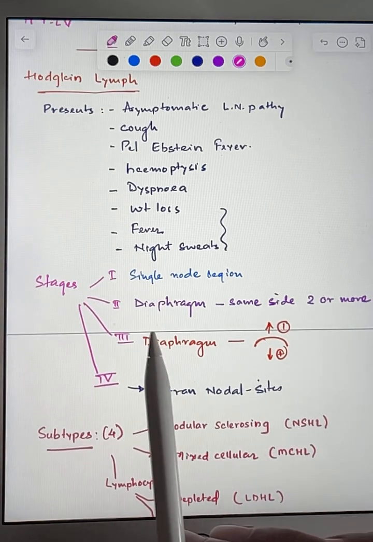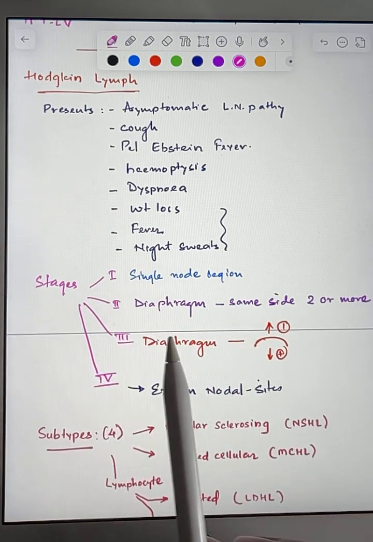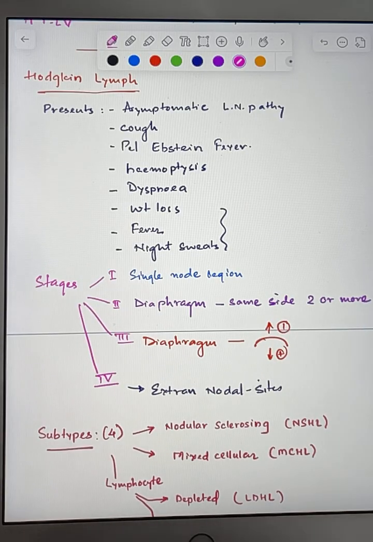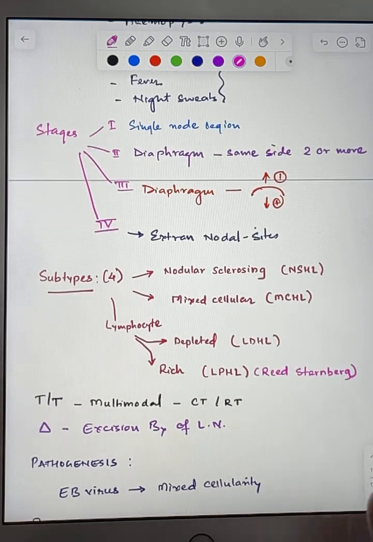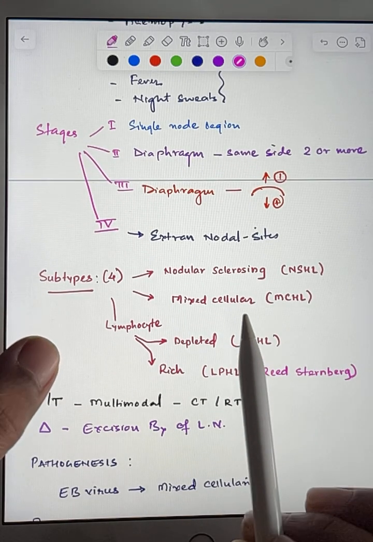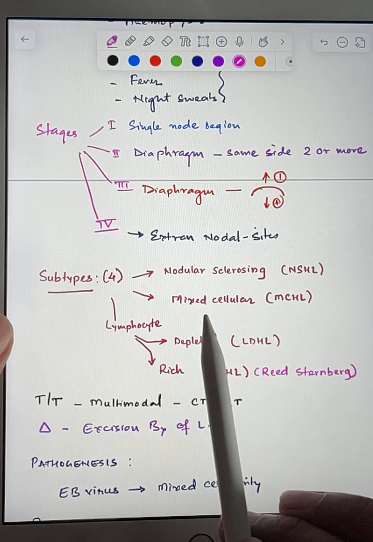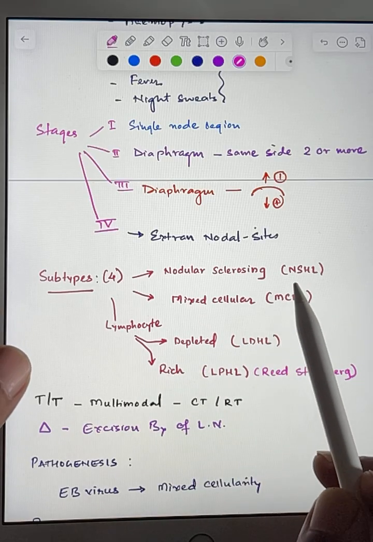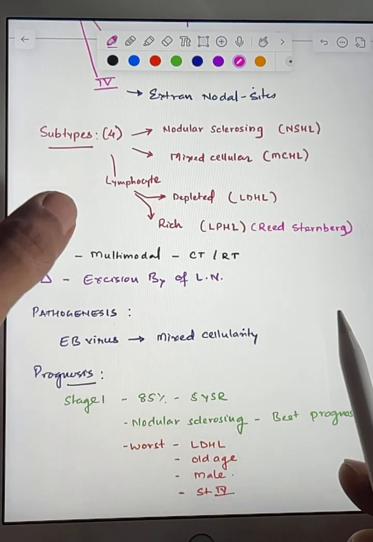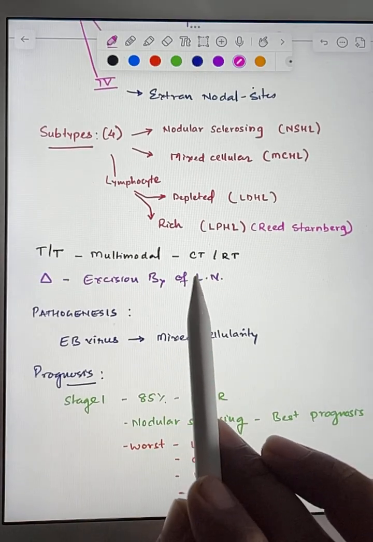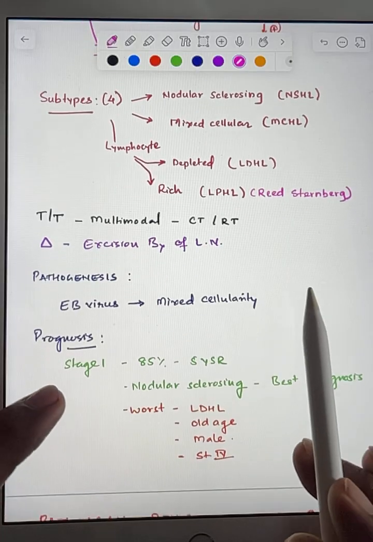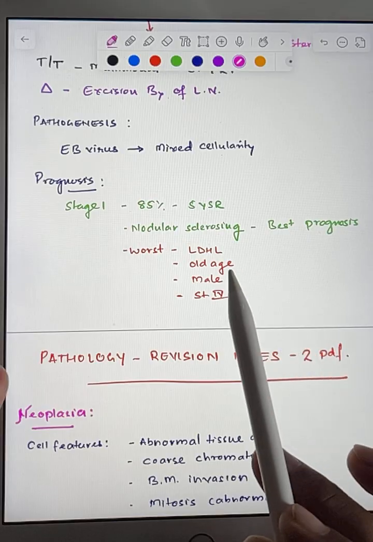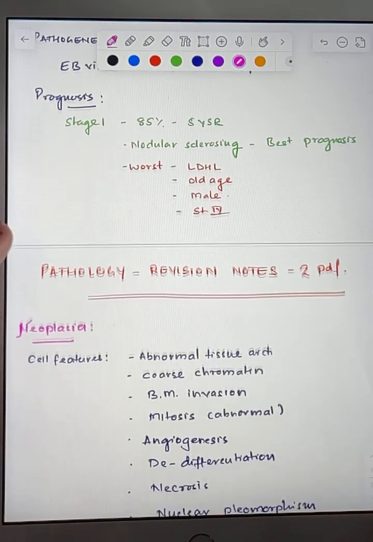Then the stages: stage 1 is a single node region. Stage 2 is diaphragm on one side, two or more regions. Stage 3 is both sides of the diaphragm. Stage 4 is extranodal sites. Then there are subtypes of Hodgkin lymphoma: nodular sclerosing, mixed cellularity, lymphocyte depleted, lymphocyte rich. Treatment is multimodal: CT, MRI, excision biopsy of the lymph node, Epstein-Barr virus. Prognosis is best for nodular sclerosing and worst for lymphocyte depleted.